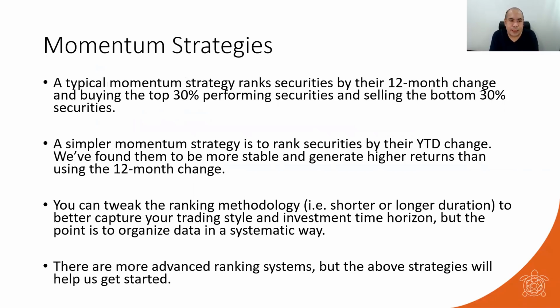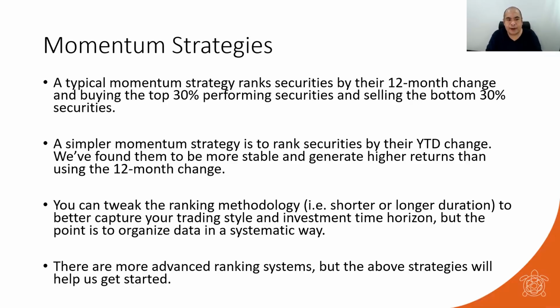So what are momentum strategies? Now, a typical momentum strategy ranks securities by their 12-month change, buying the top 30% performing securities and selling the bottom 30% securities. So it's a ranking mechanism. So if you have 100 stocks, what you're basically doing is getting their 12-month change, rank ordering them from the highest performing security to the lowest performing security, and carving out the top 30, buying those securities, and then selling the bottom 30% securities in that ranked list.